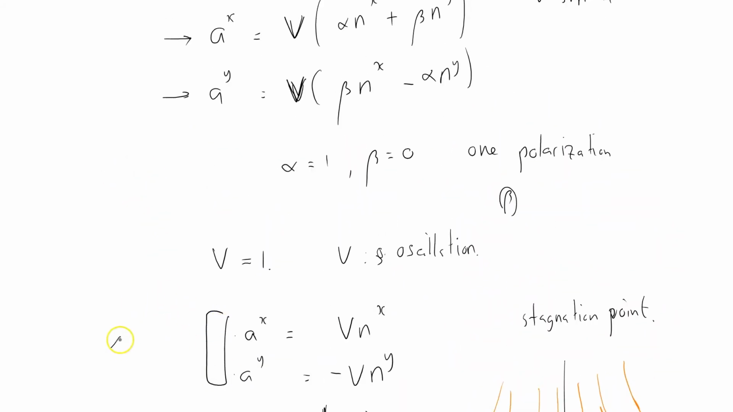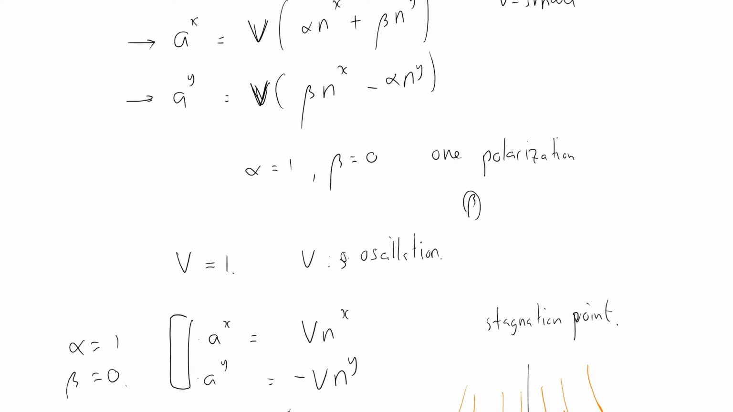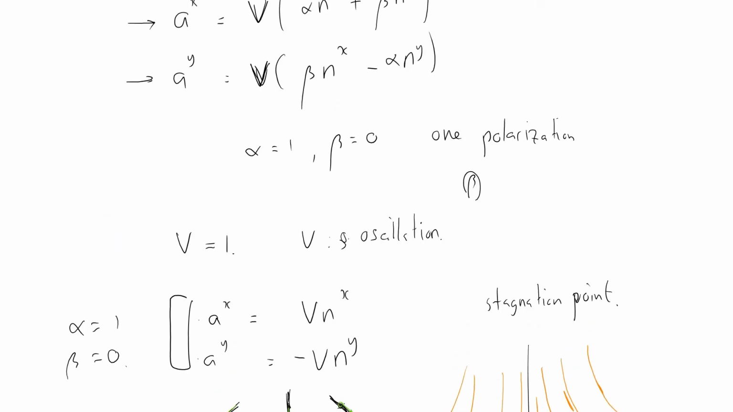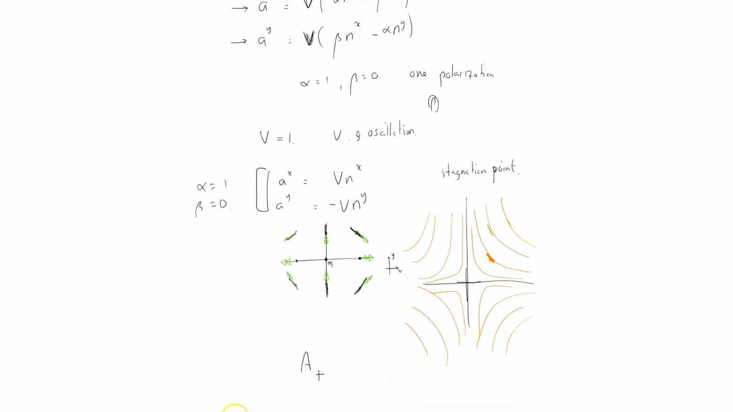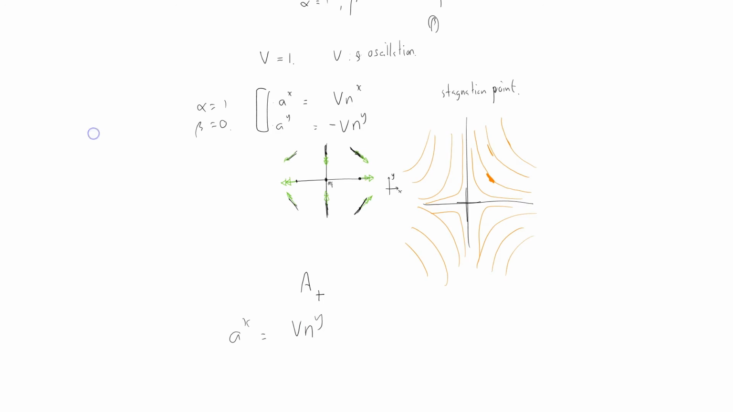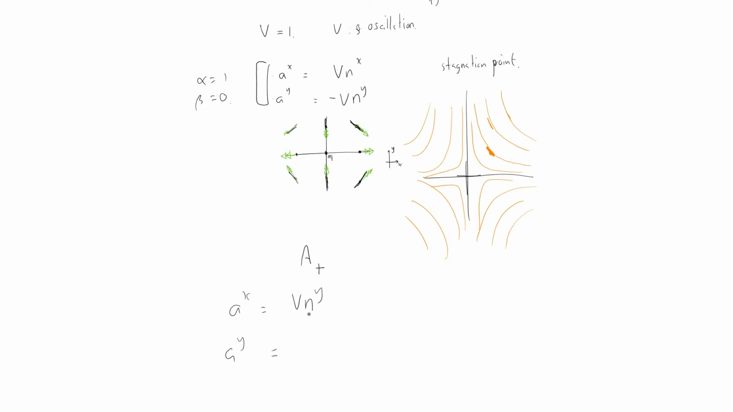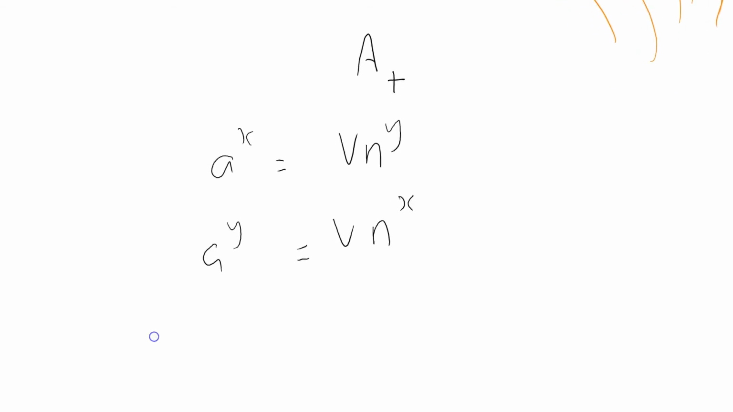What we've done here is alpha equals 1 and beta equals 0. Of course, what I'm going to do now is to consider the other one. So what we would see, let me just pinch out a little bit, we would see that AX equals V times beta, oh no, beta equals 1. So that's V N Y, and AY would equal, from this formula here, beta nx, which is Vnx. Okay, so we've got a very different situation there.